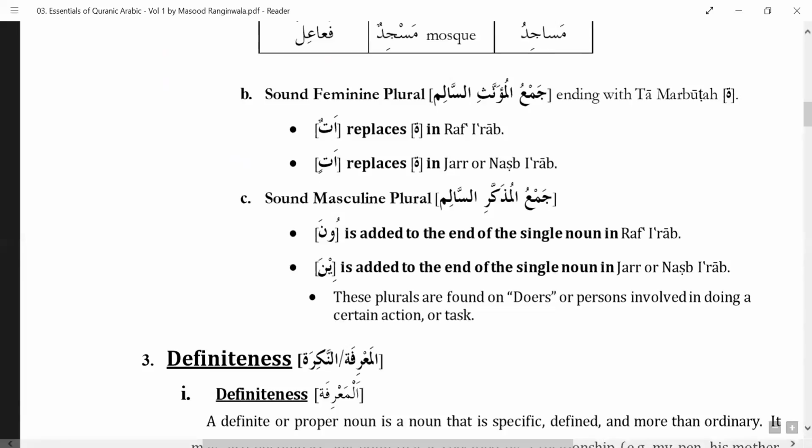Then you have feminine plurals, the last part of your combinations. We had 6 combinations that we did. Ani, aini, which was 2. Una, ina is plural, and atun, atin is again plural but for feminine.